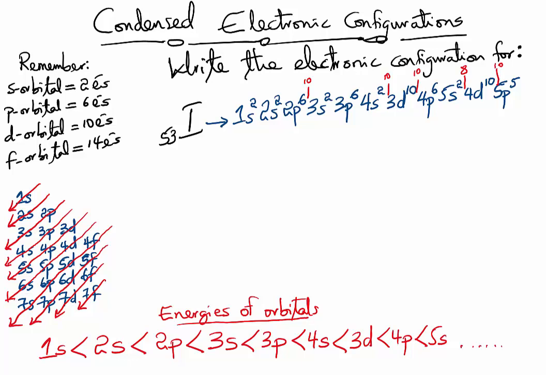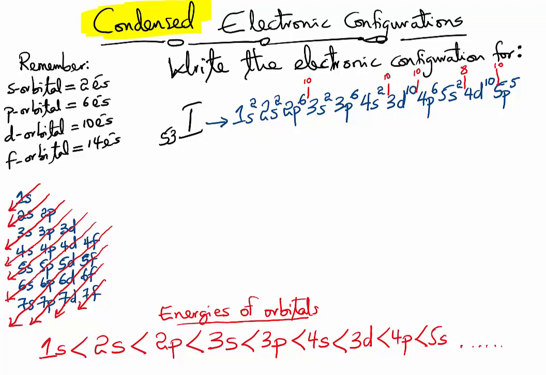The problem is, it is too long. So is there a way we can condense this electronic configuration and still mean exactly the same thing? Oh yes, there is a way. So let us write the condensed electronic configuration for iodine.